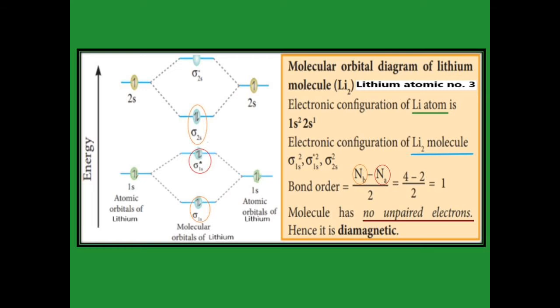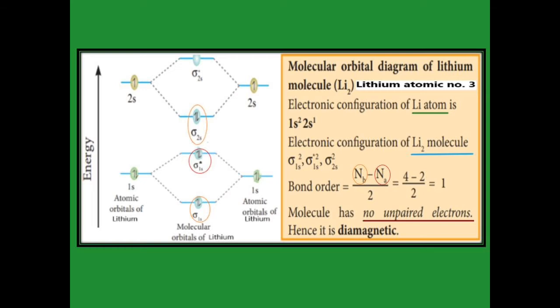So the 2 electrons go to sigma 2s alone, not to sigma star 2s. Now the electronic configuration of the lithium molecule. We write the molecular orbitals in between the atomic orbitals, starting from the lowest, sigma 1s. Sigma 1s contains how many electrons? 2 electrons, so we write sigma 1s 2. The next one, sigma star 1s, contains 2 electrons. The next one, sigma 2s, contains 2 electrons. So we write sigma 1s 2, sigma star 1s 2 and sigma 2s 2.